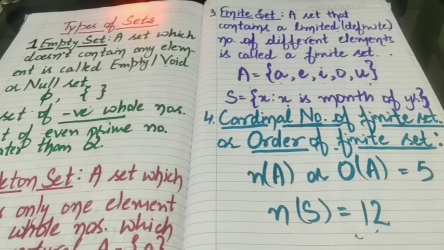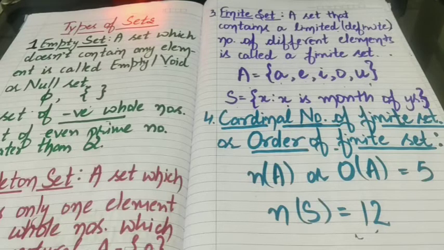Mind one thing more, the cardinal number of the empty set is 0 and the cardinal number of a singleton set is 1, and the cardinal number of an infinite set is never defined. Now what are infinite sets? Let us discuss.